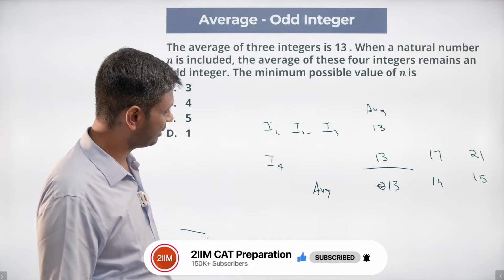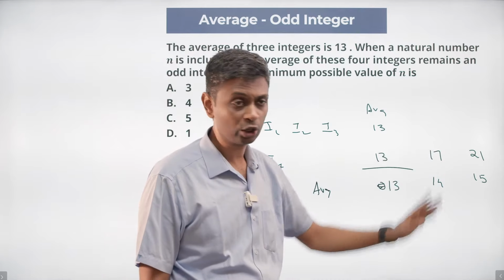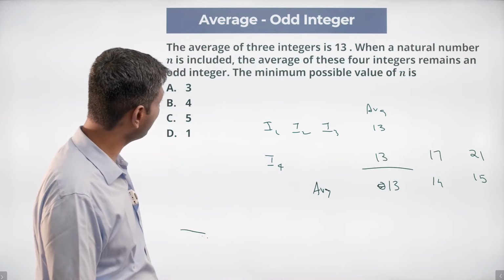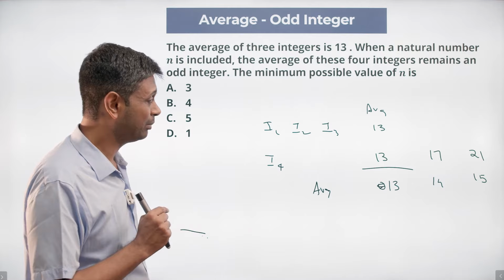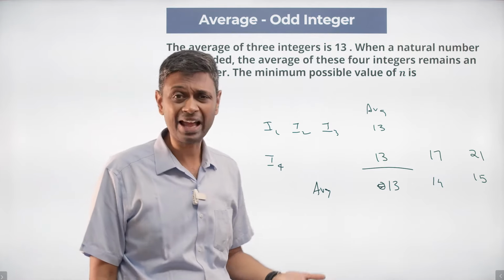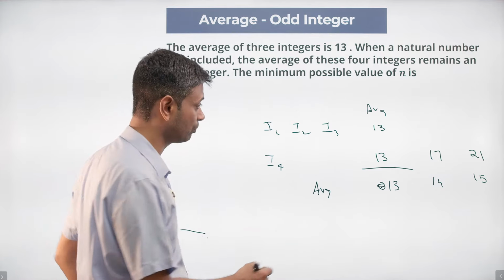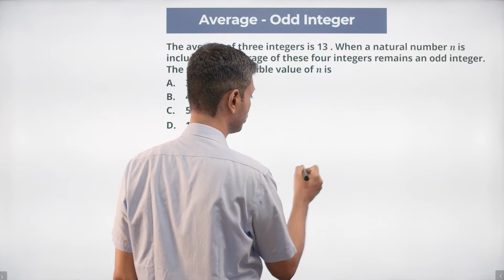The minimum possible value of n is 21, which takes it to 15. The question says that it remains an odd integer, but it's not saying the average has only increased. It could have come down also. But 9, oops.